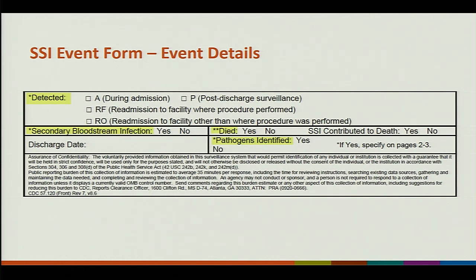And then at the bottom of the form, we ask you the question, how was that SSI event detected? Was it during admission? Was it during post-discharge surveillance? Was it readmission to a facility where the procedure was performed? Was it readmission to a facility other than where the procedure was performed? Whether or not there's a secondary bloodstream infection, if the patient died, and if they did die, did the SSI contribute to death? And if any pathogens were identified, we'll ask you for information regarding those pathogens.